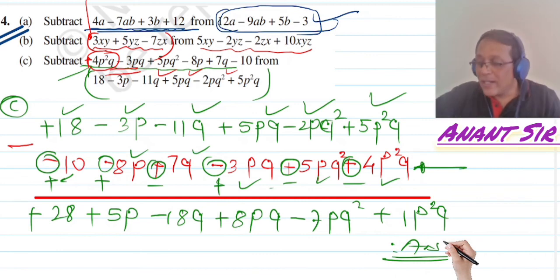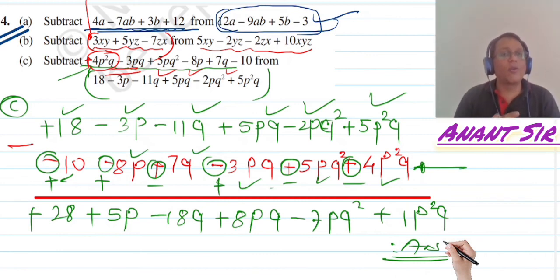So friends, that brings us to the end of the video. In this video, we solved question number 4 of the first exercise 9.1, algebraic expressions and identities.